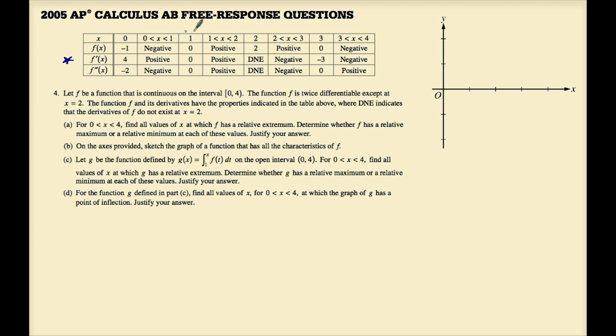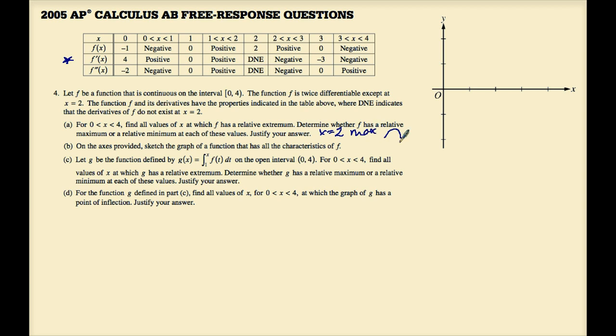This is happening at 1, at 2, and at 3. But for a critical number to be an extreme value, the sign of the first derivative has to change on either side of the critical number. This only happens at 2. So for letter A, x equals 2 is an extreme value. Because the sign changes from positive to negative, this indicates that it is a maximum value.